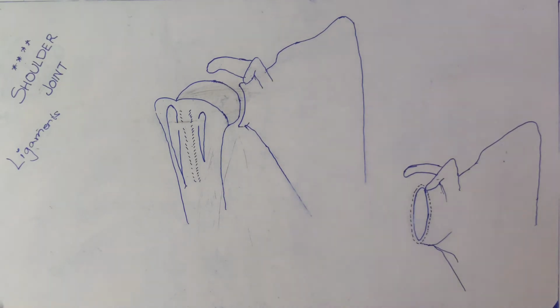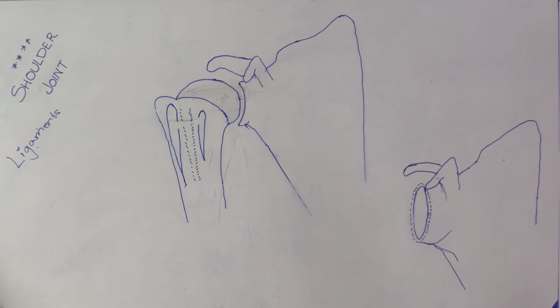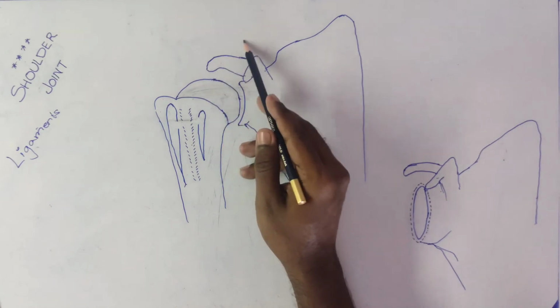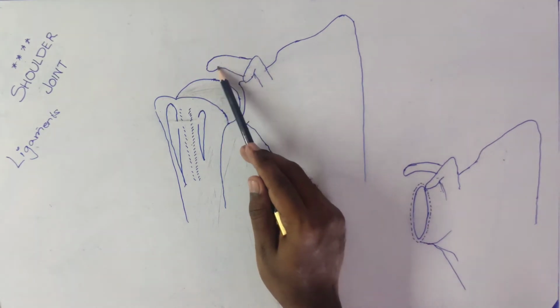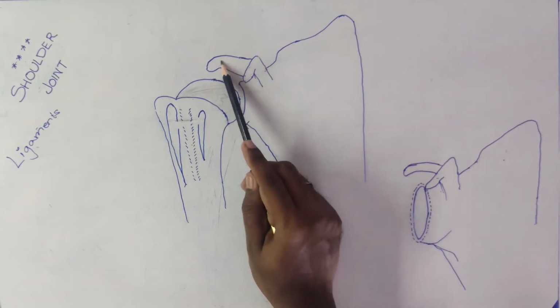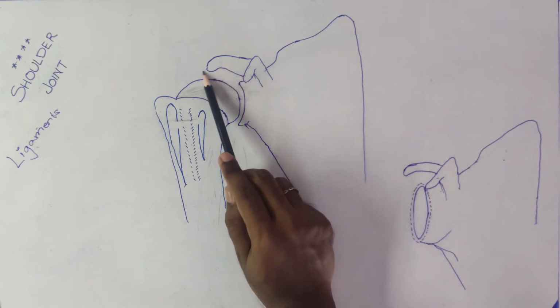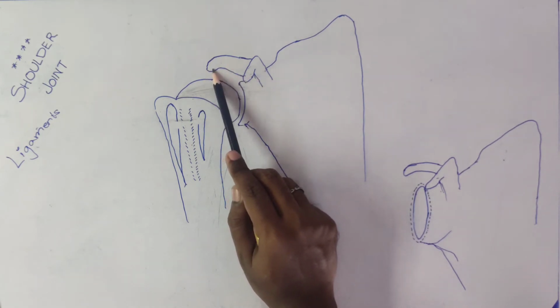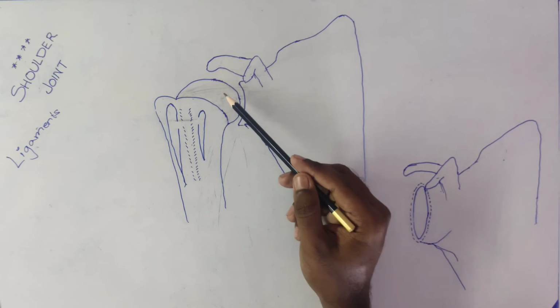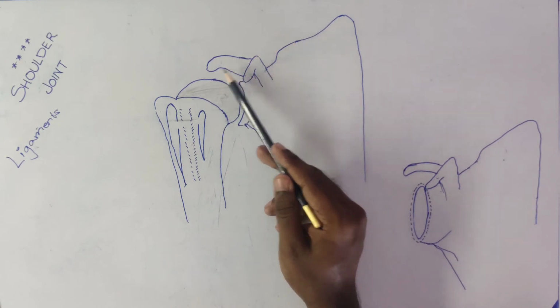Our next concept is relations. While studying relations, there are 4 types: from the superior surface, inferior surface, anterior surface, and posterior surface. From the superior surface we can see the coracoacromial arch. This is the coracoid process and this is the acromial process. Also the supraspinatus muscle and deltoid muscle.